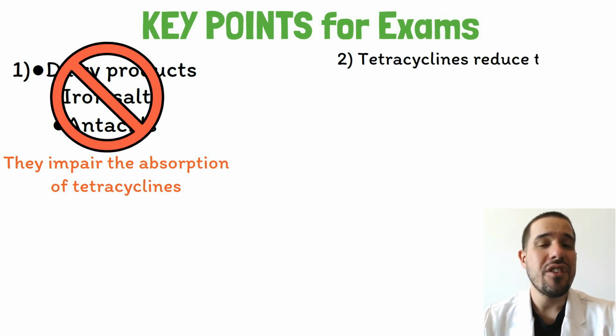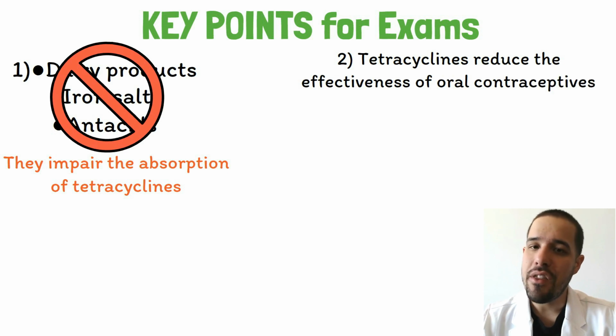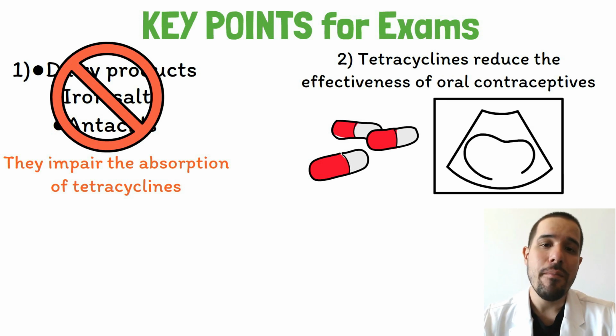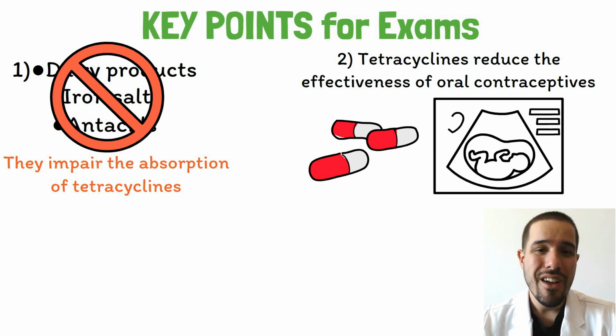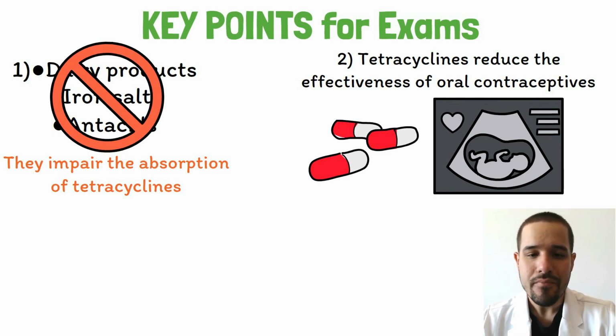Number two, tetracyclines do reduce the effectiveness of oral contraceptive methods. So, if your patient is taking a combination birth control or any type of oral medications for birth control, you need to alert them on the necessity for barrier methods to reduce the incidence of pregnancy.